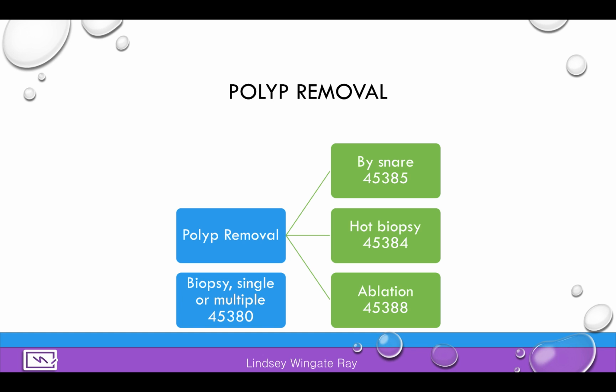Now we're going to talk about a common procedure done with a colonoscopy, and that's a polyp removal. A polyp is a benign lesion of the colon. Polyps can be removed by snare technique, hot biopsy, or ablation. So you should code based on the technique used.